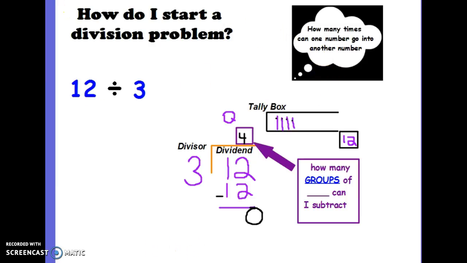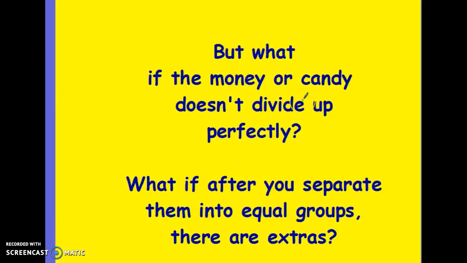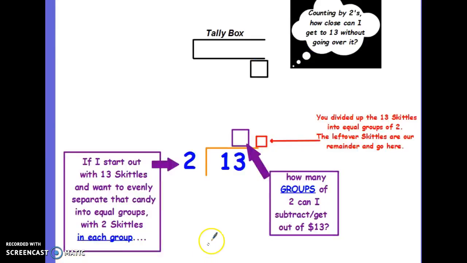But let's see something else. What if the money or candy or anything else that you're trying to divide up evenly doesn't divide up perfectly? What if after you separate them into equal groups, there's maybe 1 or 2 or even more left over? Well, we know based on our vocabulary lesson, we call that a remainder. You still do the same exact steps of the process.